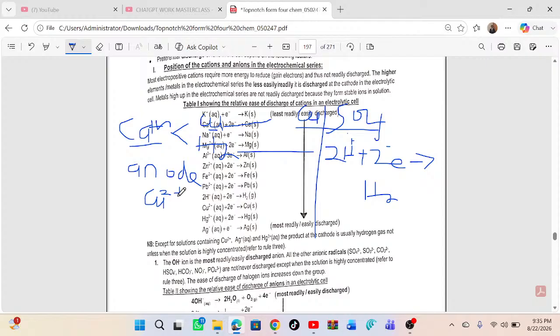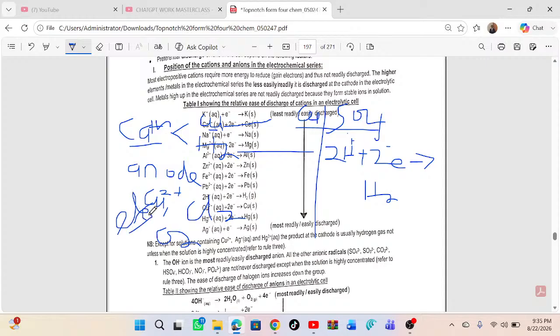Number two, we produce chlorine. And number three, we produce oxygen. So copper inaproduciwa wakati gani? And oxygen inaproduciwa wakati gani? And chlorine inaproduciwa wakati gani? So copper inaproduciwa when electrode ni copper.